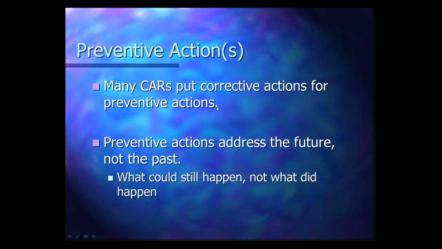Many corrective action report forms put corrective actions for preventive actions, and this is not appropriate. Unlike corrective actions, preventive actions address the future, not the past. So they're addressing what still could happen, not what did happen. If we're addressing a problem that's already happened, we want to prevent recurrence of that problem, and actions taken to prevent recurrence are corrective actions. Actions taken to prevent occurrence of a problem in the first place are preventive actions.